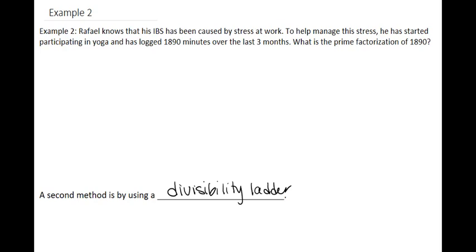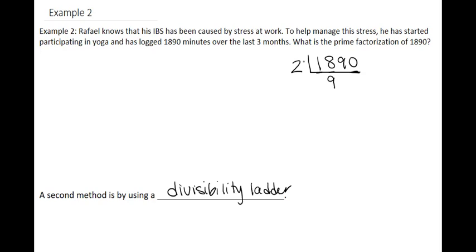And so to use this, we're going to put 1,890, and we're going to go like this. And this is what the ladder will start out looking like. And then the number in front is going to be the number we're going to divide into, which is a prime number. So we're going to use a 2 first. So 2 can't go into 1, but it can go into 18. So 2 goes into 18 9 times. So we'll just put the 9 right below the 8.